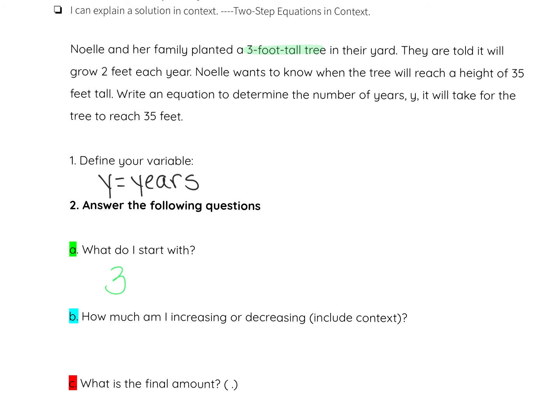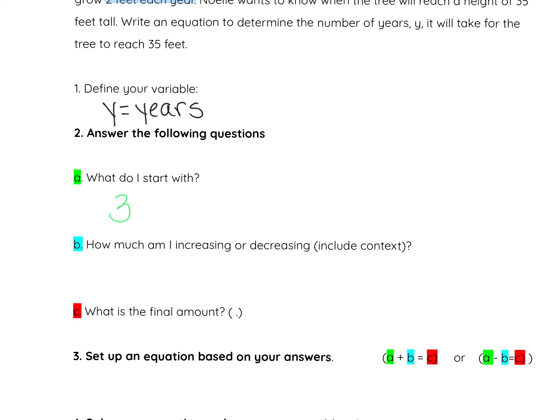Next, how much am I increasing or decreasing? So I look, what is happening over and over again? And is something getting larger or smaller? And I look and I find that keyword each or every or per. Those are words that tell you it's happening over and over again. So I look here and I see what's happening over and over again. Oh, the tree is growing 2 feet each year. All right, then I'm going to go ahead and write that. What is it? It's 2 feet each year.